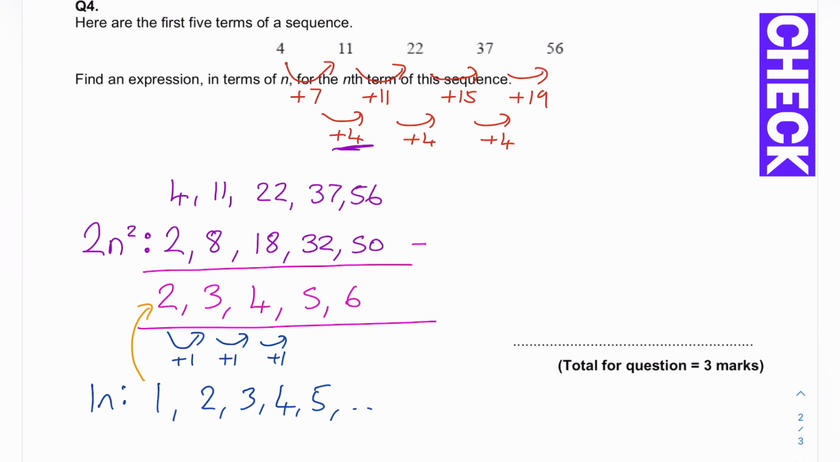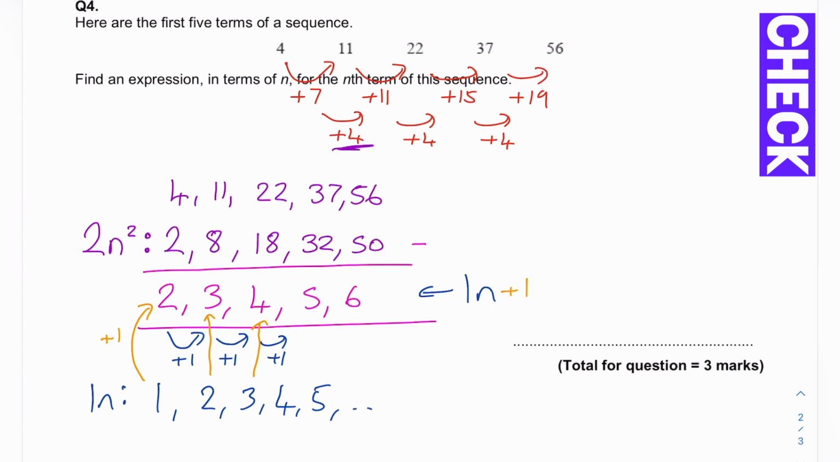Now we've got to see how we match on our 1n sequence to the sequence above. So we can see on our first term, in our 1n sequence it's 1, but in the sequence above it's 2. So we're exactly 1 away. If we check this with the second term, again you can see you're 1 away. With the third term, we're again 1 away. Therefore, the nth term of this sequence here would be 1n plus 1.